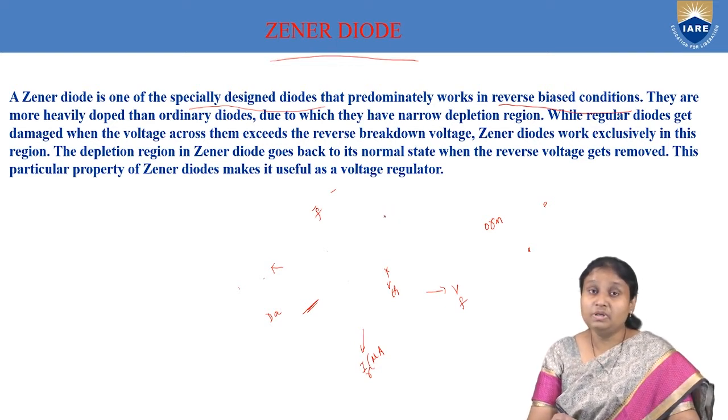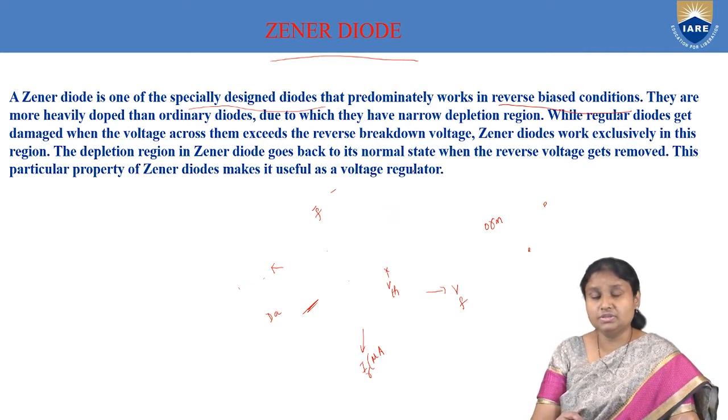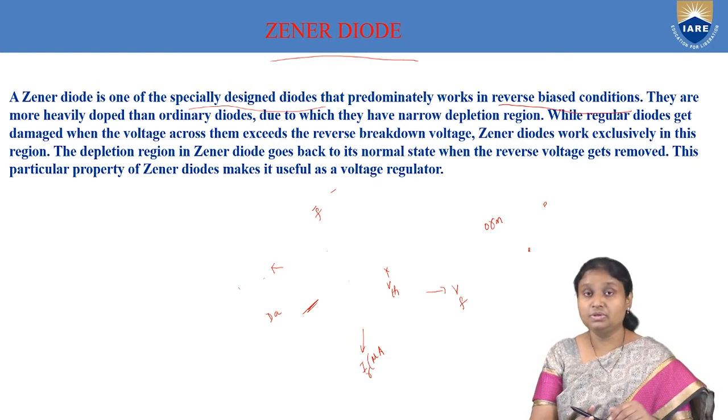And generally, how do we make the Zener diode? In a normal junction diode, when we combine p-type and n-type semiconductors, we are not going to heavily dope them.